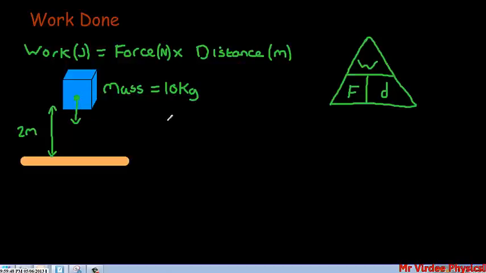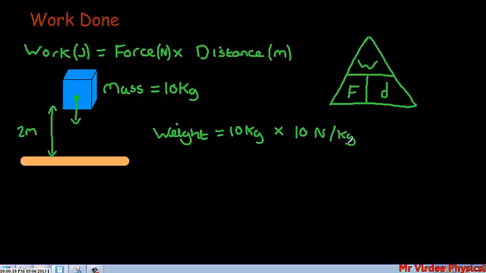Now, the force of the box falling will simply be its mass times the gravitational field strength, and the force of it falling is actually called, in this case, its weight. So its weight is simply going to be 10 kilograms, and I'm going to make it easy for myself and times it by 10 newtons per kilogram.